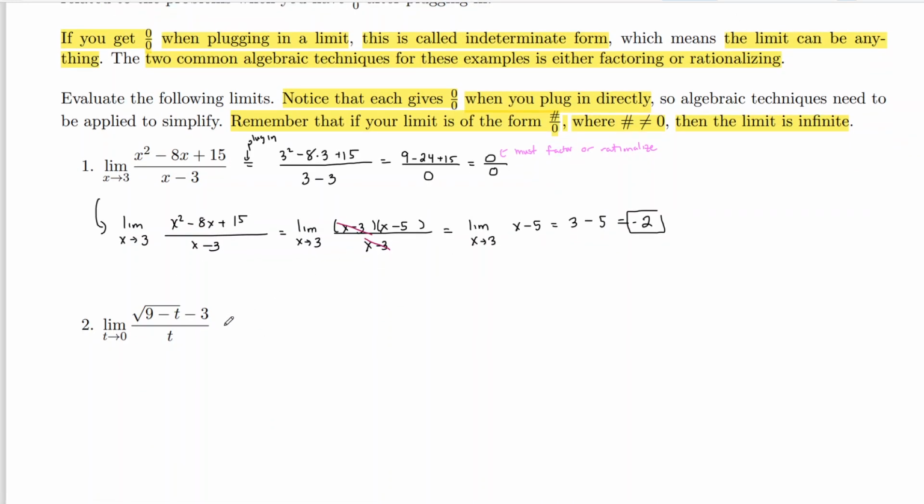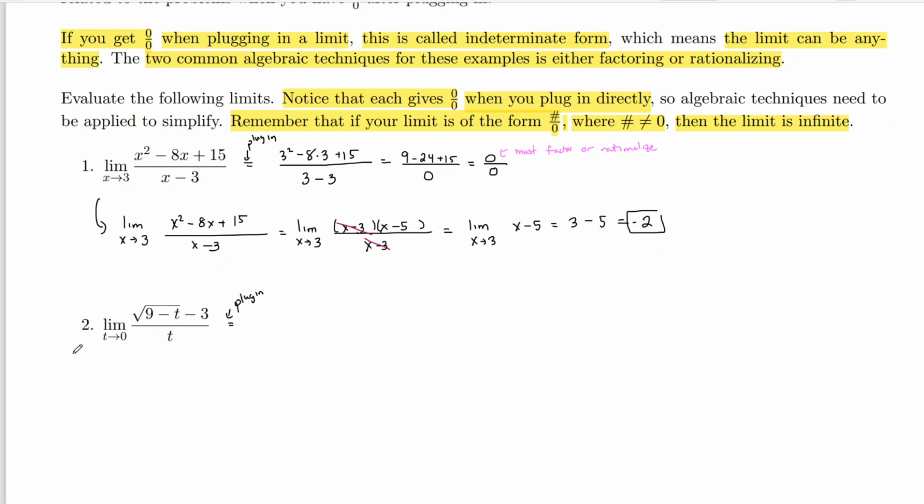All right. Number two is going to be a common technique that you're probably not as familiar with. It is called rationalizing. But once again, before I even worry about whether we want to simplify it or not, if it's not 0 over 0, you do not have to worry about anything and simplify. So we have to make sure we plug in.